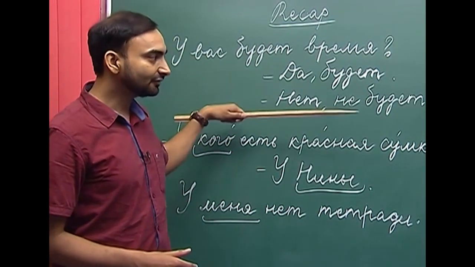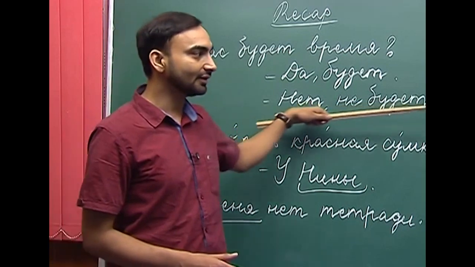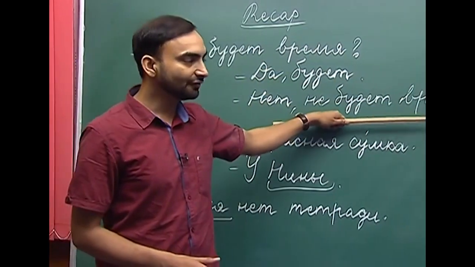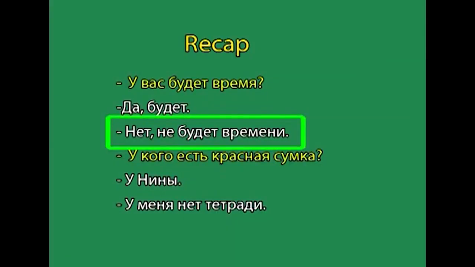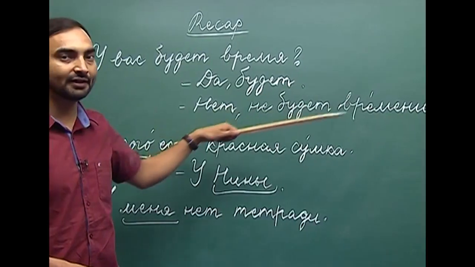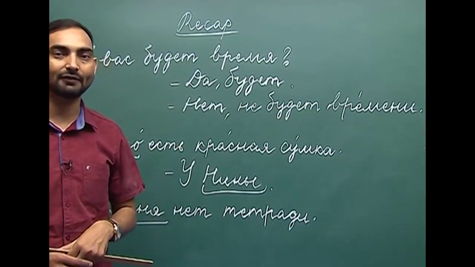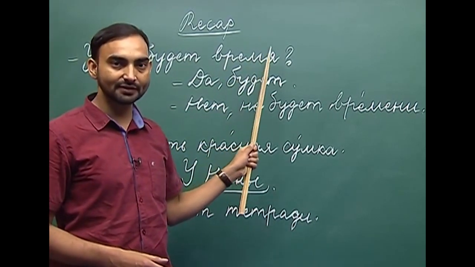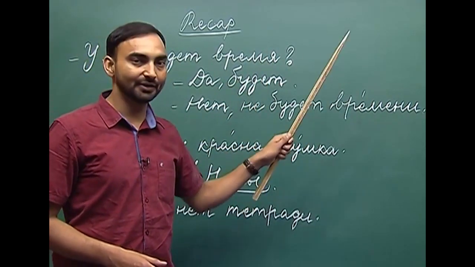In a negative sentence, we have to use the genitive case form of the noun. So, время will change to времени. Нет, у меня не будет времени. No, I will not have time. So, время, which is a neuter gender noun, changes to времени.